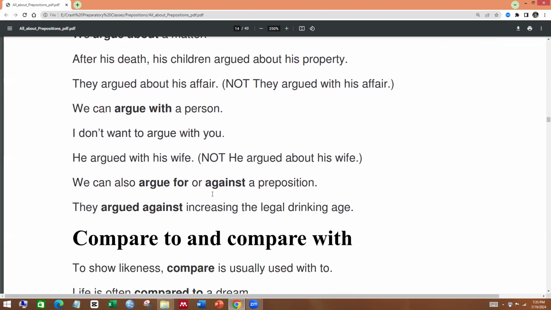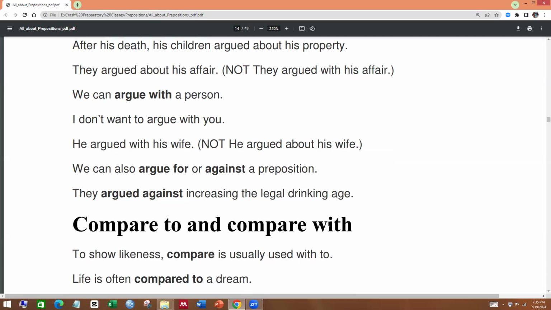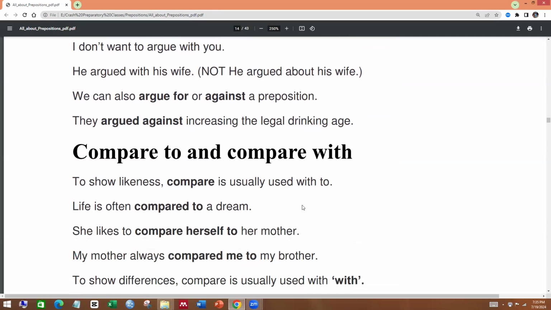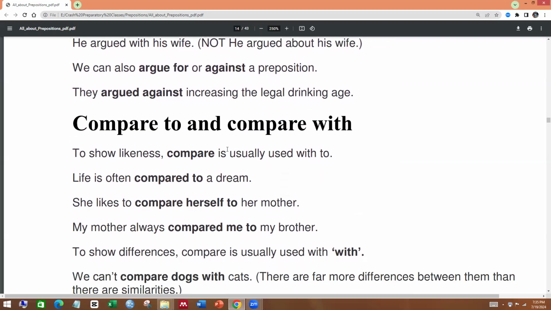We can also argue for or against a proposition. They argued against increasing the legal drinking age. मतलब जो बेवड़े हैं, they argued about कि legal age जो है drinking की 20 years से commonly around the globe. In few countries it is 22 or 25. तो उस पे argue किया कि नहीं होनी चाहिए.